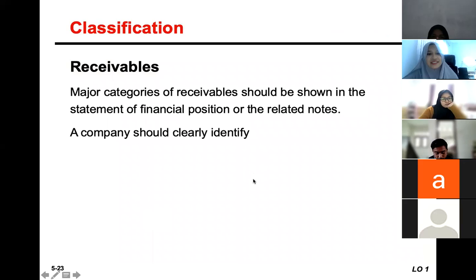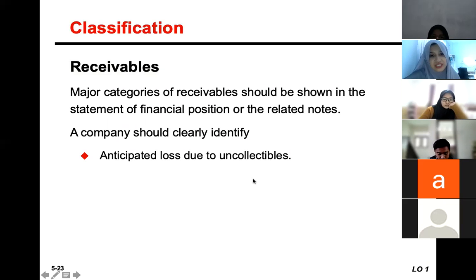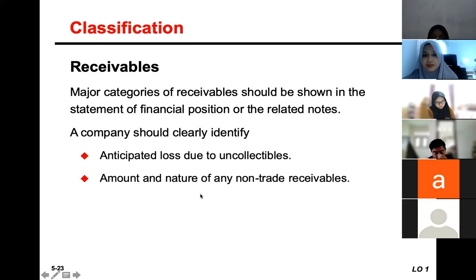Receivables. There must be categories of receivables on a statement of financial position. And the company also needs to explain in the notes if there is any anticipated loss due to uncollectibles. Normally they would provide the allowance for uncollectible debt.